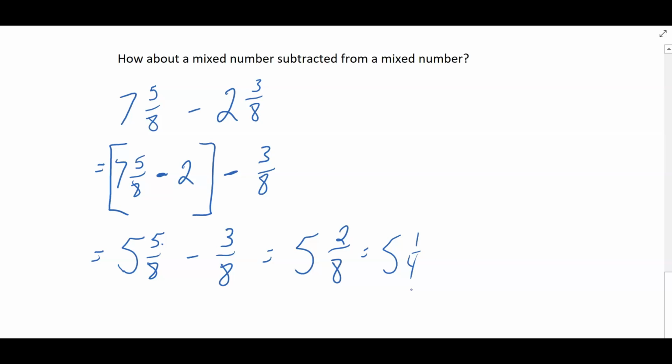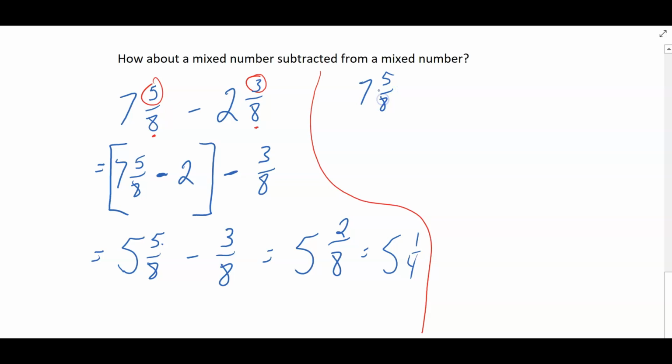So this worked out nicely because that 3 is less than this 5. So this fraction is smaller than this one. When it's not, sometimes you need to borrow. An alternative method to figure this out, let's just do it another way, is to convert each fraction to improper. So let me just write down the question again. 7 and 5/8, subtract 2 and 3/8.